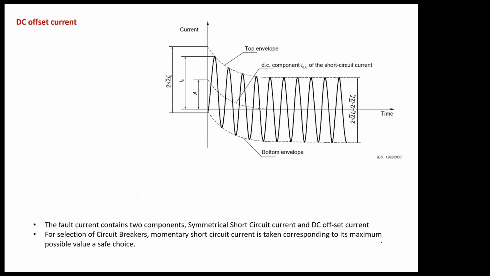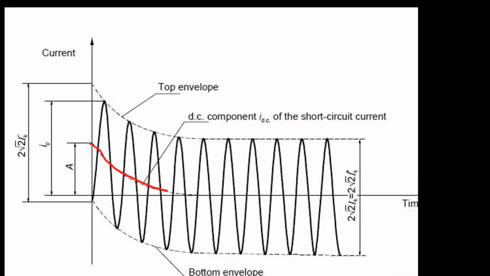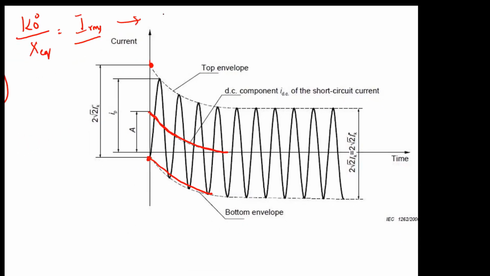So how will the waveform look? Symmetrical currents will be like this. If your exponential component is added to that symmetrical short circuit current, then the current waveform will be like this. The highest possible value is 2 root 2 I RMS, where I RMS is the RMS value of the symmetrical short circuit current. Whatever currents we have calculated, using formula 1 at an angle 0 divided by X equivalent, these are the I RMS, symmetrical short circuit currents.